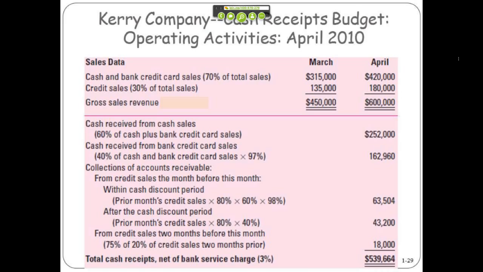So cash and bank credit cards are 70% of your sales here, and credit sales, meaning you're providing credit to your customers directly, are 30%. And you're taking on the risk that they never pay you in that case. So this matches up with what we expect our gross sales were going to be.